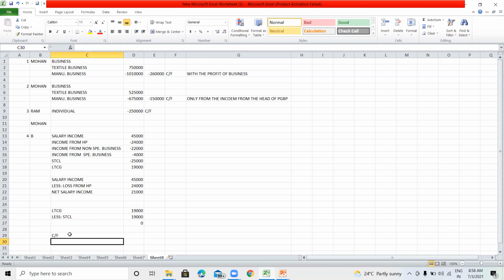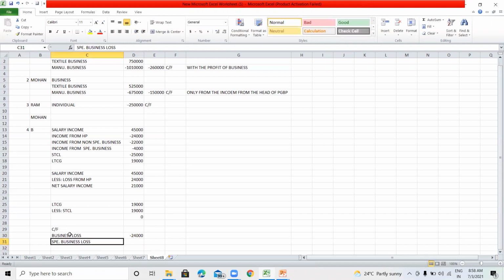the carry forward will be, number one, business loss of rupees 24,000, and speculative business loss. Speculative business loss is 4,000. This is 22,000.